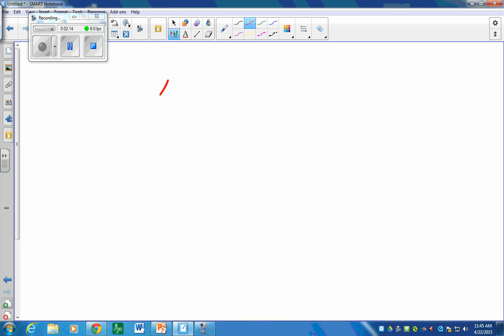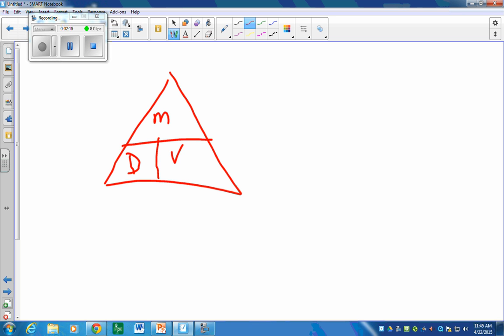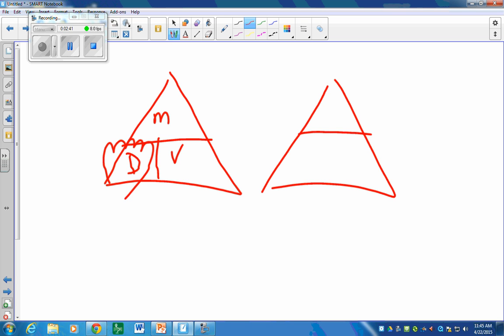And so this is review. Don't write this down. But you guys remember way back in the beginning of the course, we did the density triangle. Density equals mass over volume. You put your hand over what you're solving for. If you're solving for density, you cover up the density, and the triangle tells you to take mass and divide it by volume. If you're solving for mass, you cover up the mass, and mass is equal to density times volume because they're at the same height. Do you remember doing that?